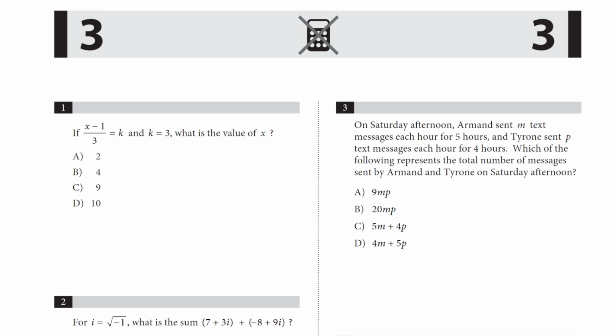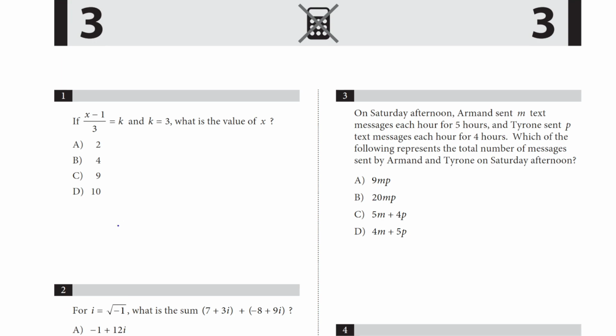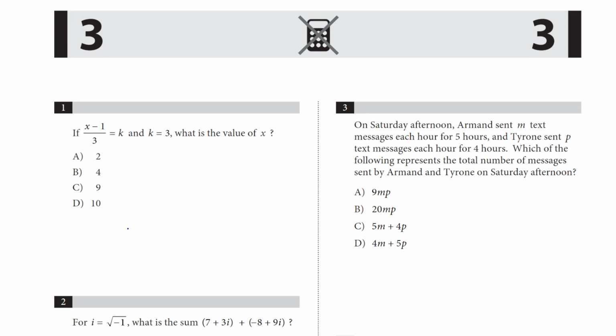do. So first one, if (x minus 1) over 3 equals k and k equals 3, what is the value of x? Apparently this is senior math, so we can just plug this in. (x minus 1) over 3 is equal to 3. We just put k equals 3 in there. x minus 1 equals 9, multiplying both sides by 3. And then we add 1, so x is equal to 10.